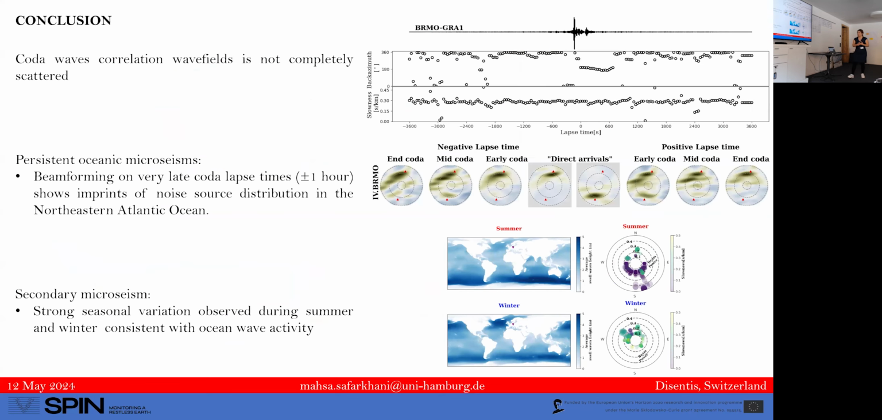By this, the coda wave correlation wave field is not completely scattered. Regarding the imprints of some persistent oceanic noise sources in the secondary frequency band, we can observe, for example in 2 hours correlation wave fields in the later part, the imprints of these strong sources. And regarding the secondary microseisms, a strong seasonal variation is observed between summer and winter, based on the oceanic activity.